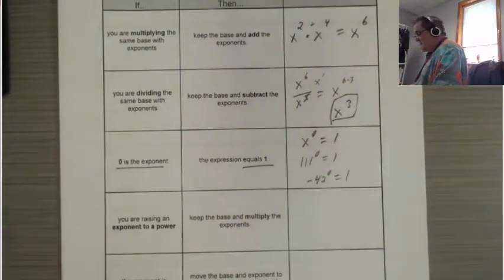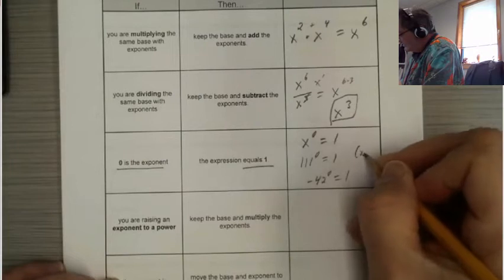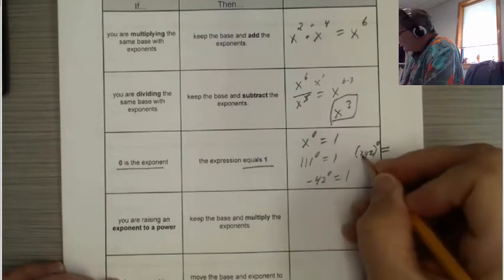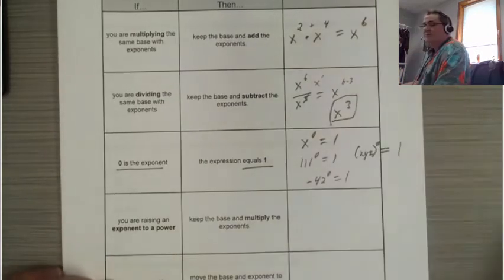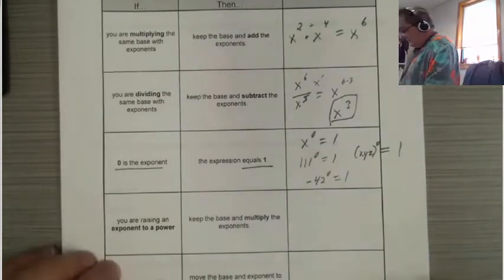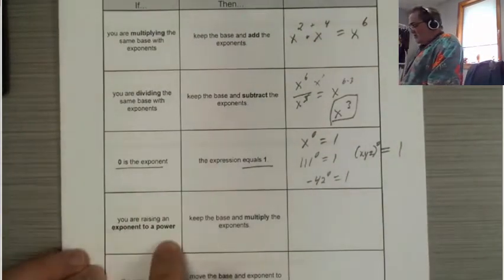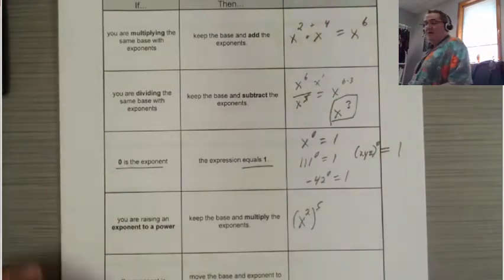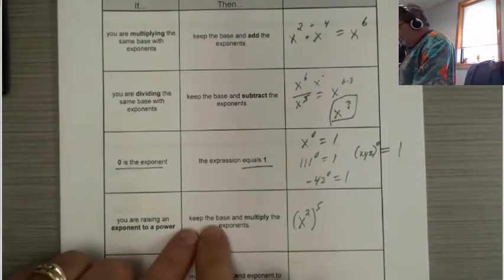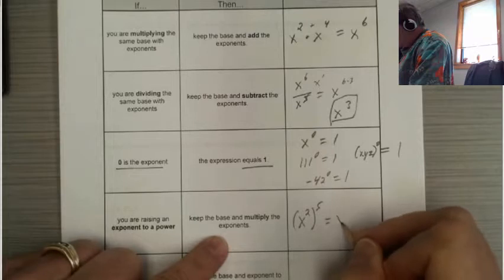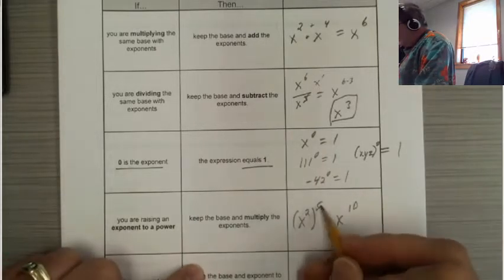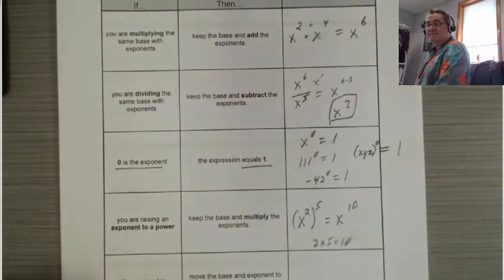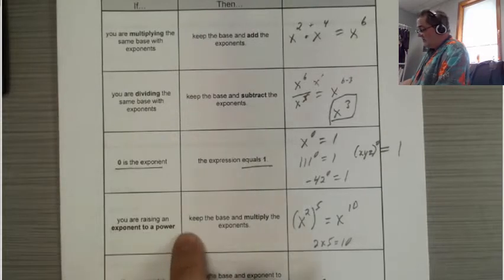Doesn't matter if we had parentheses x, y, z to the power of 0. Doesn't matter what x times y times z equals. It's going to equal 1 because it's all in parentheses to the power of 0. All right. If you're raising an exponent to a power, so if we have x squared to the fifth power, we are going to keep the base and multiply the exponent. So that is the same as x to the 10th because we take 2 times 5. 2 times 5 equals 10. X to the 10th.